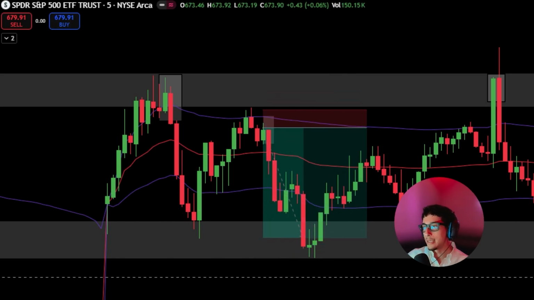In this case, this is a 6.12 risk to reward ratio, and this is a trade I actually took live in the Discord server in front of 20,000 members.